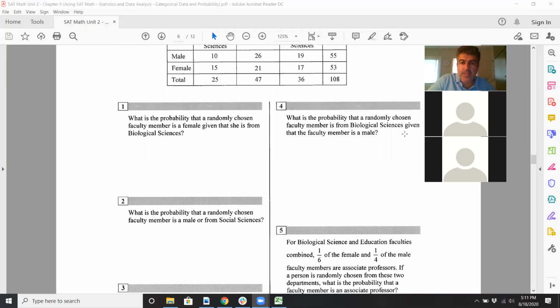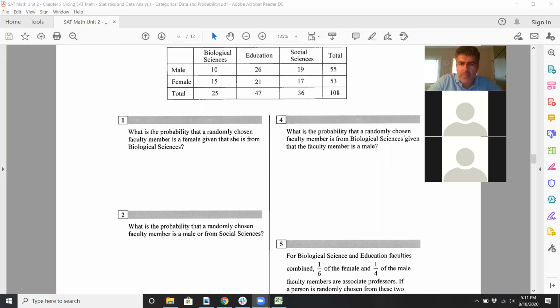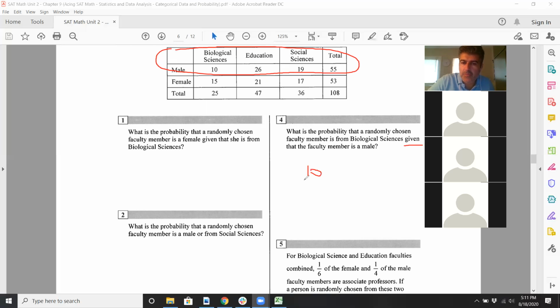Brandon, I see you next. What is the probability that a randomly chosen faculty member is from biological sciences, given, so you see the word "given," that the faculty members are males. So only focusing on males, and it has to be a member of biological. So what's the probability that we get someone who's bio, given that we're only looking at males? Would it be 10 out of 55? There we go. That's it.